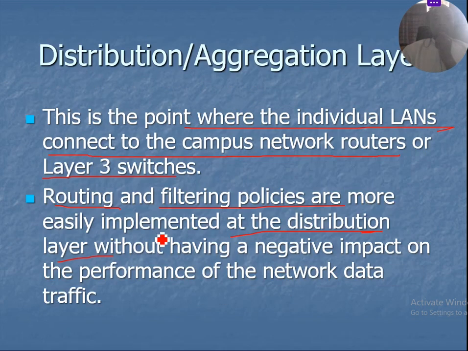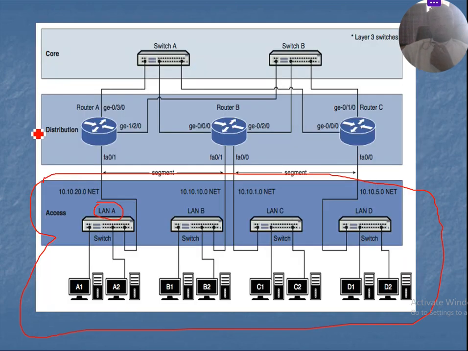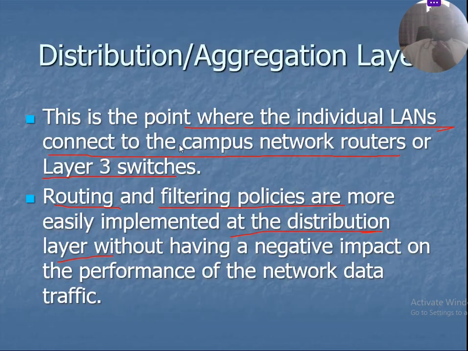Now that brings us to the distribution or the aggregation layer. Distribution layers are also called the aggregation layer. This is the point where the individual local area networks are connected to the main campus network routers. The point where the individual LAN connects to the campus router is what we regard as the distribution. From the LAN up to the router that we route worldwide, it's called the distribution.